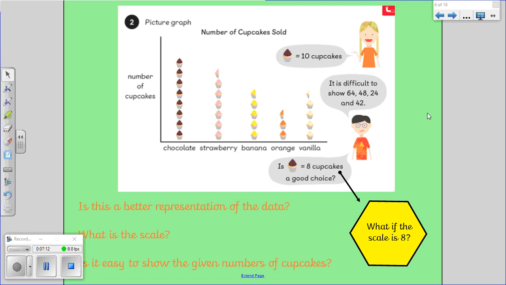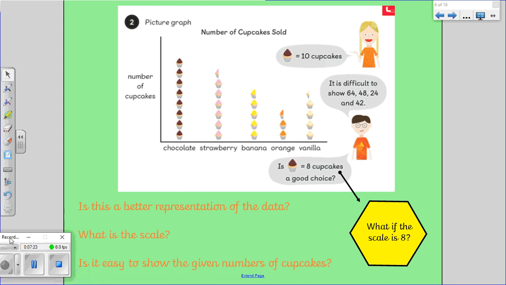So if we have a look at a different graph, what's different here? So just move this. There we go. Is this a better representation of the data that we've just seen? Have a look. What is the scale? Is it easy to show the given numbers of cupcakes?